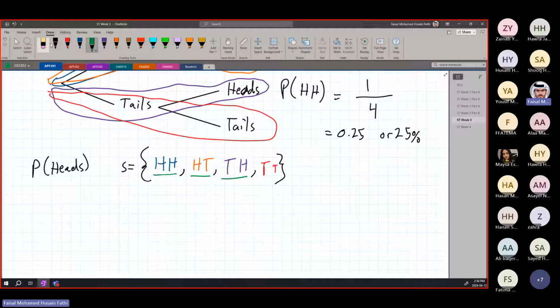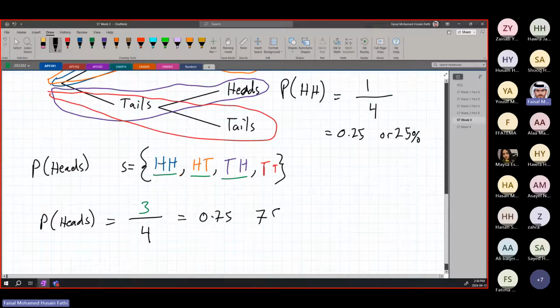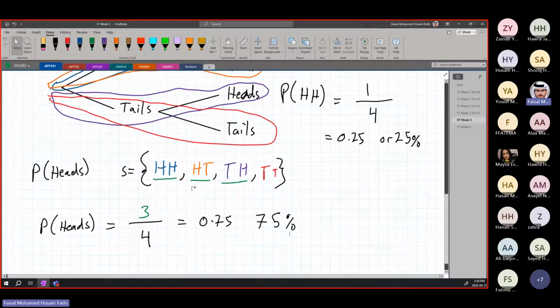The probability of heads is going to be equal to 3 divided by the total sample space, which is 4. So it's equal to 0.75 or 75% chance. This is the whole idea of probability.